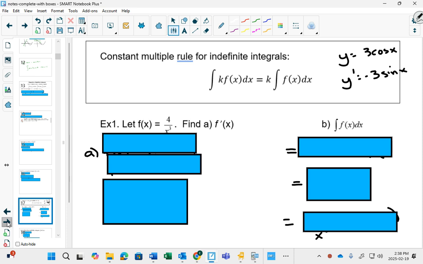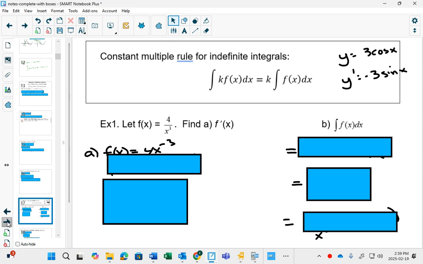Did the 3 matter? No, we just ignored it. Did you have to do a product rule with that 3? No. You just did the derivative of cos, and the 3 came along to the right. Same thing happens with integrals. If you have a constant, you can basically ignore it, you can bring it out in front, or just deal with it afterwards.